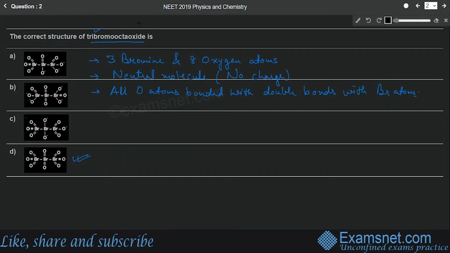Whereas in other options, you will see some single bonds are there and then some charges are also there. For example, in the third one, this is a single bond, this is a single bond, this is a single bond. Also, oxygen is carrying some charge. So this cannot be the correct answer. In other two options as well, there are some single bonds and oxygen is carrying negative charge. So these cannot be the correct answers. Only option D is the correct answer here.